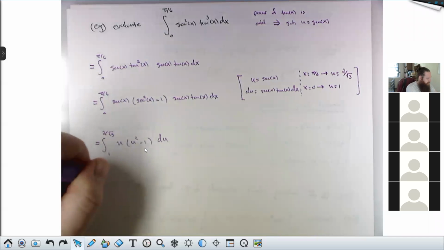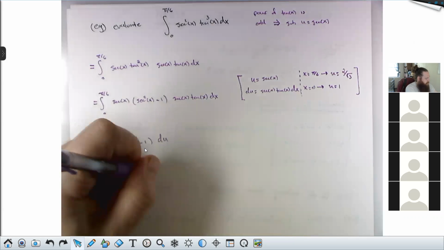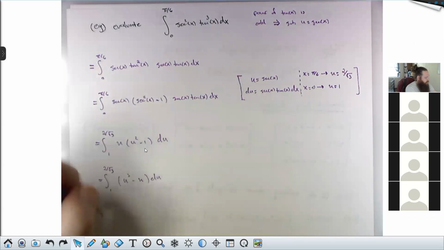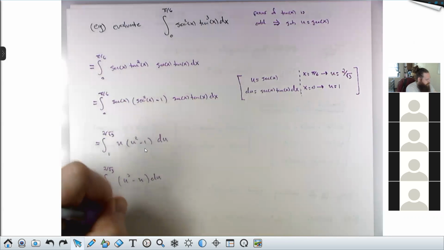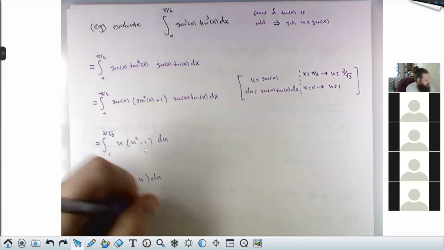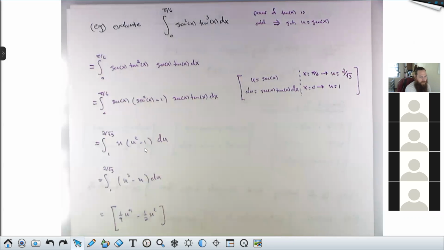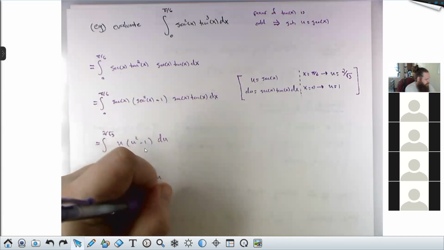Let's distribute the u. Still have my integral 1 to 2 over root 3. This is u cubed minus u du, whose antiderivative I'll write as 1/4 u to the 4 minus 1/2 u squared. And this time we don't go back to our original variable. We don't plug back in for u. We don't write a plus c. It's a definite integral. We made a substitution. We just evaluate between these new bounds.